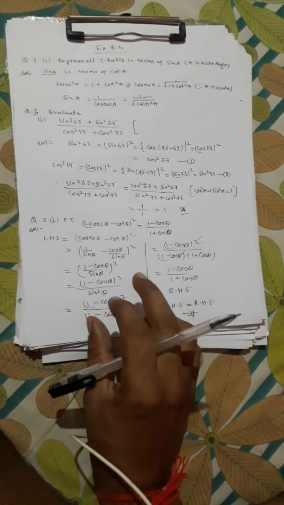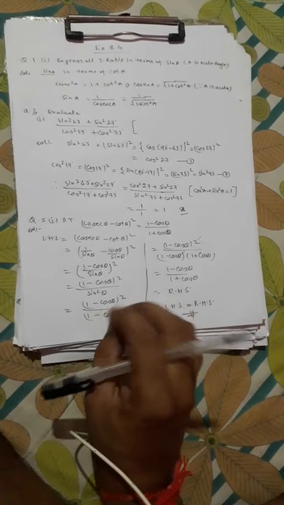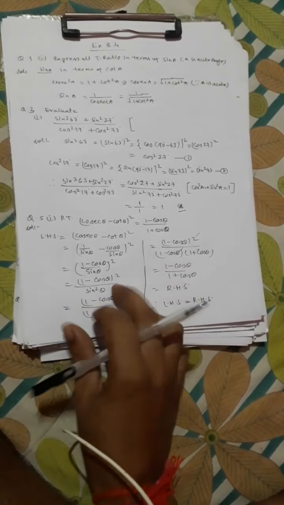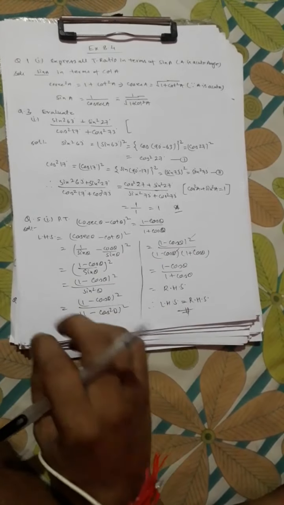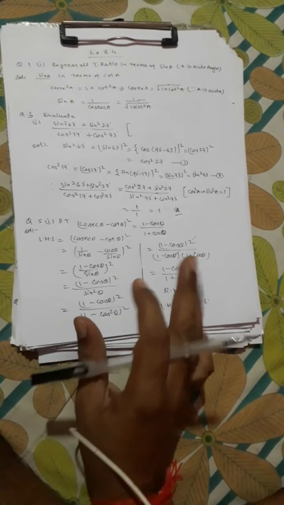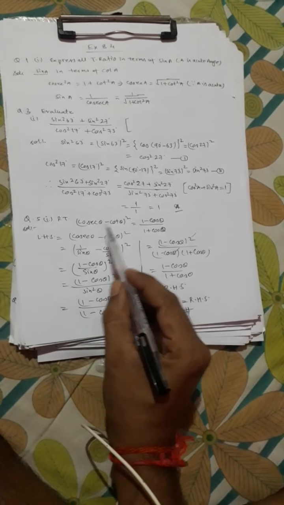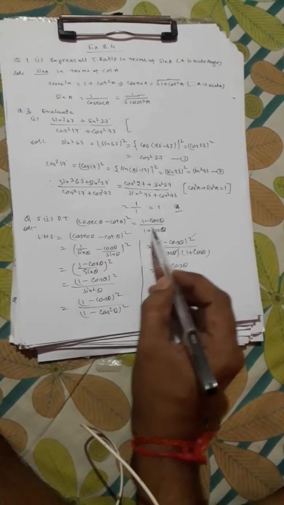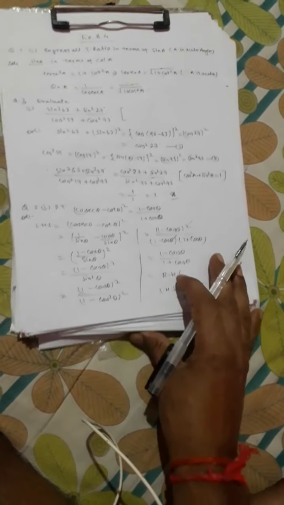Now next is the fifth question, the most important question. Here I am taking one; whatever question you want from the fifth, you can ask through comment or message, and I will tell all the questions. So the first one is: prove that cosec theta minus cot theta whole square equals 1 minus cos theta upon 1 plus cos theta.